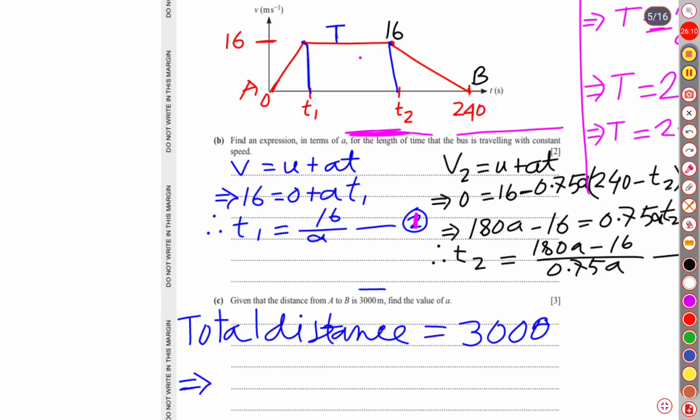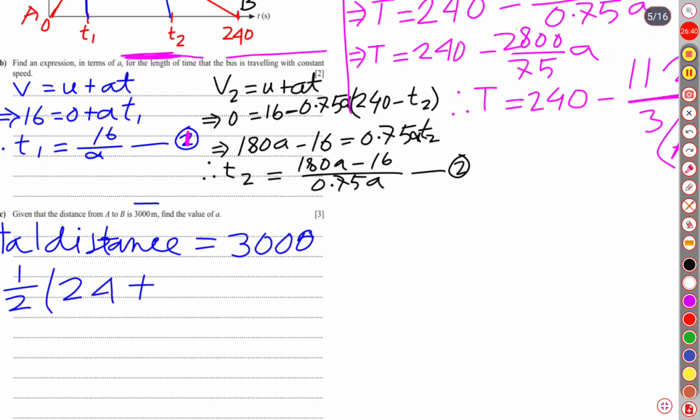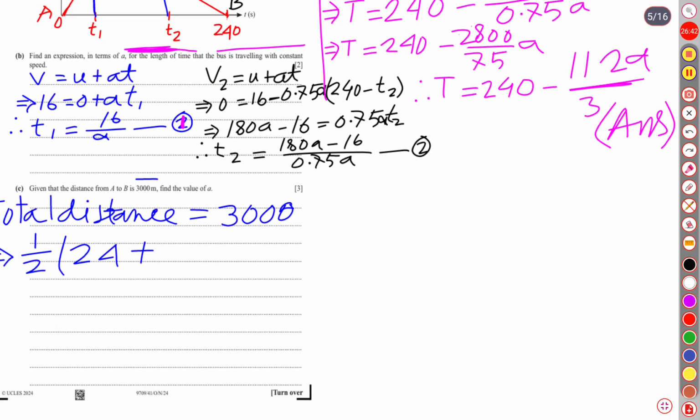So the area of the trapezium is half of the sum of the parallel lines. What are the parallel lines? First it is 0 until 40, so the first one is 40. The other parallel line is this portion, which is t. t has already been obtained. We have obtained t equal to 240 minus 112a over 3.